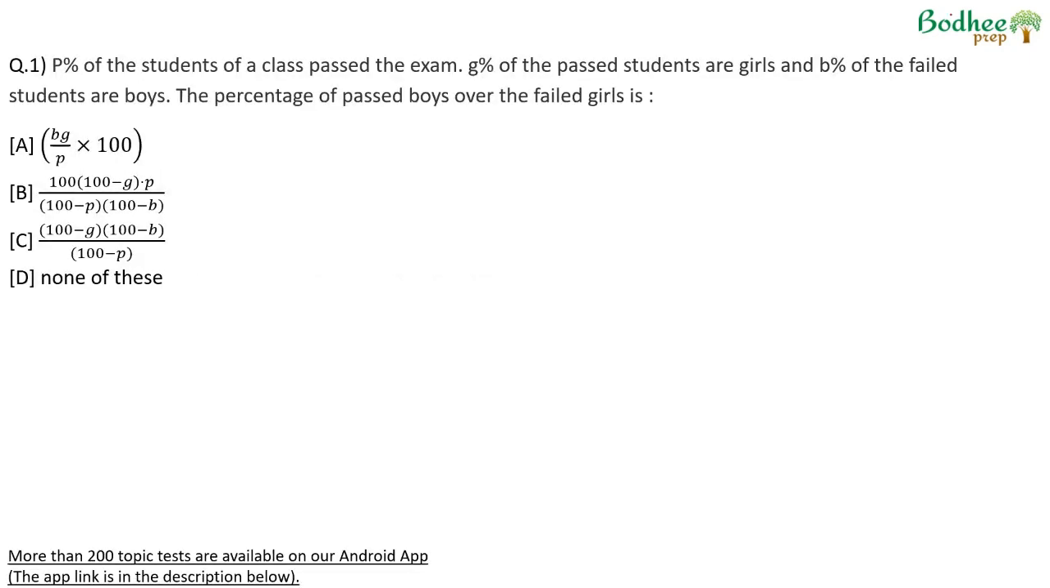If you look at the questions, P% of the students in a class, this is the small p, large p, I think they're the same, passed the exam. G% of the passed students are girls. So suppose there are 100 students. Out of these, P% passed, and therefore 100 minus P% failed. G% of the passed students are girls. So if we look at this as the number, G% of this is girls.